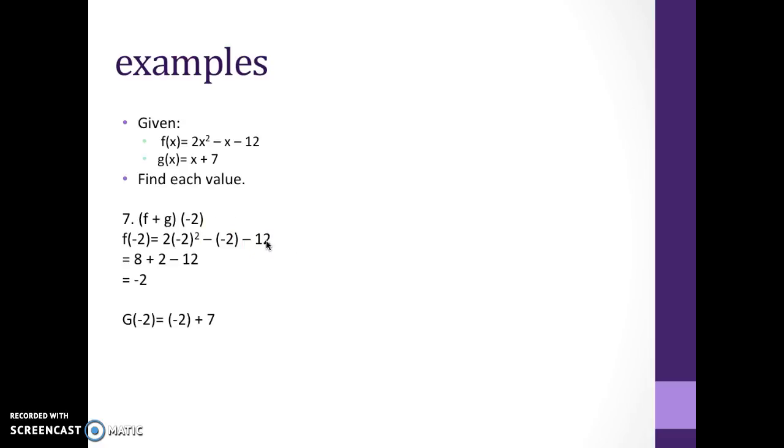Next, we are going to plug in this negative 2 into our g function and solve for g. So you have g equals negative 2, because we're plugging this answer into our function, negative 2 plus 7, and that is going to equal 5. So then we solve for it: negative 2 plus 5 equals 3.